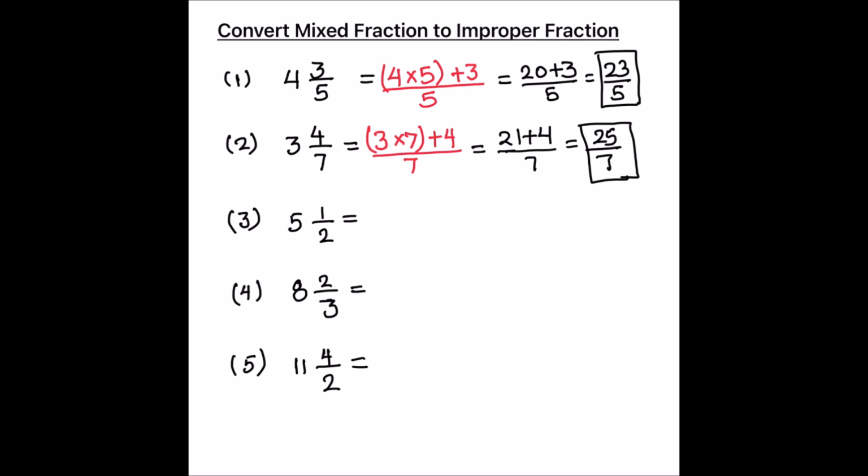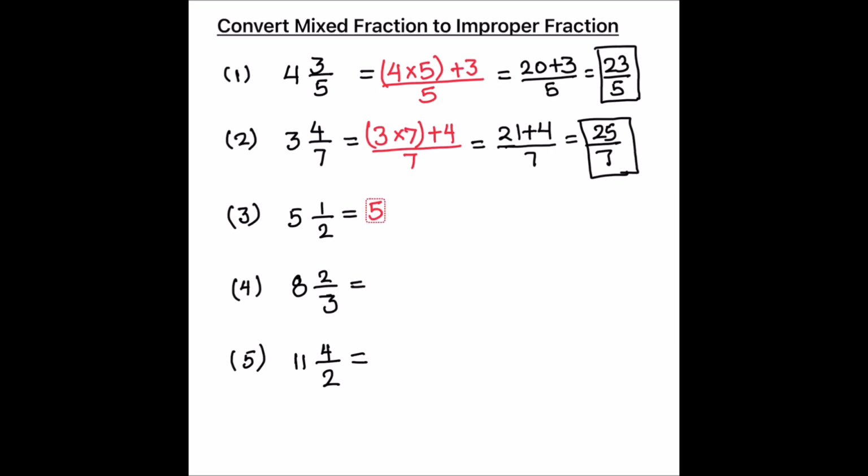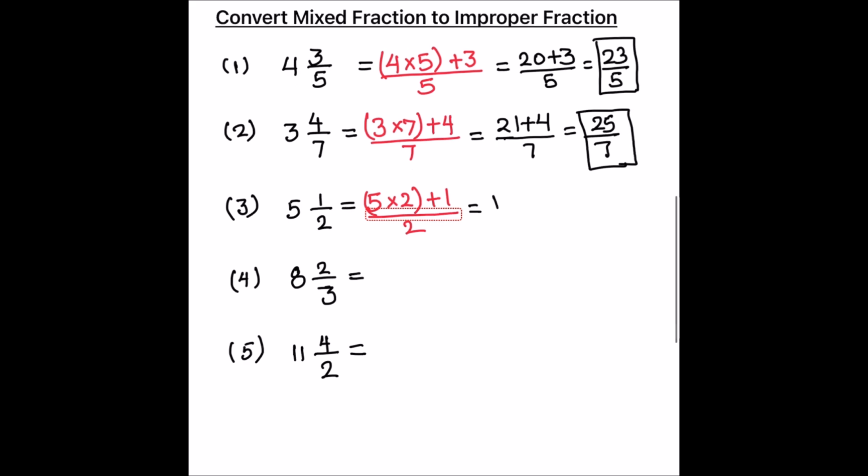So here we have 5 1/2. Whole number is 5, multiply by the denominator, which is 2, plus numerator, which is 1, divided by 2, which gives us 5 times 2 is 10, plus 1, divided by 2, which equals 11 divided by 2. This is our final fraction. We are going to box the fraction and we'll convert the next one.